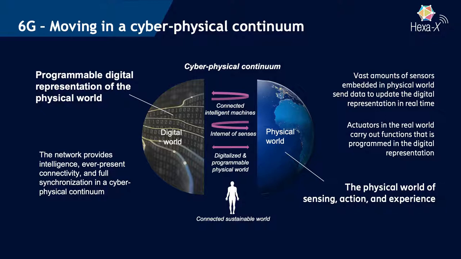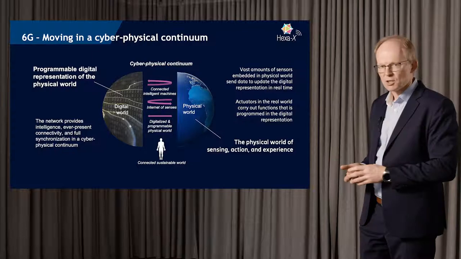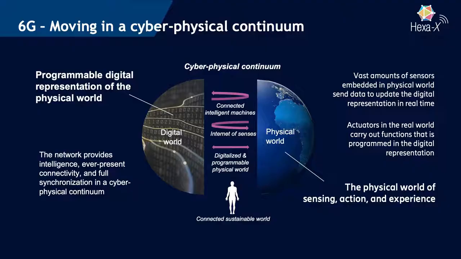And based on that, we will be able to simulate what we would like to do in the physical world. And we can then pick the actions that will lead to the wanted outcome. And then we will send the actions back to the physical world. And there we have the actuators that will then perform these actions. So we really see here how the physical world consists of the sensing, the actions, the experience. And then the digital is the programmable representation of this physical world. And in between here, we have the network.